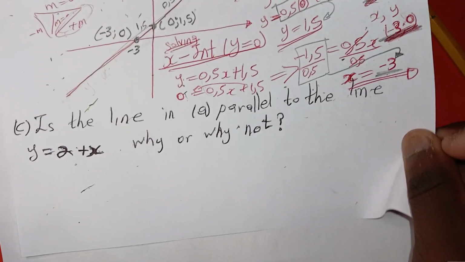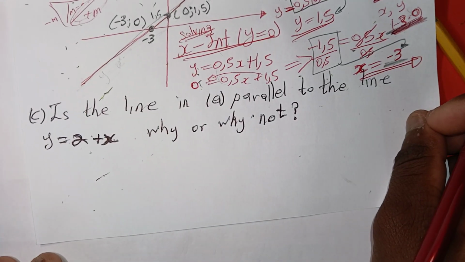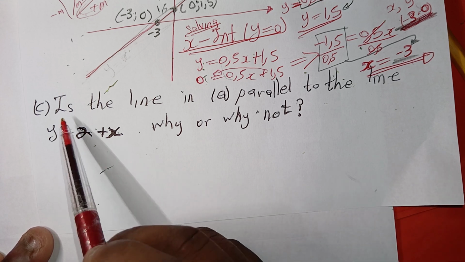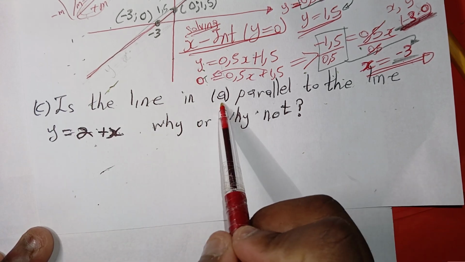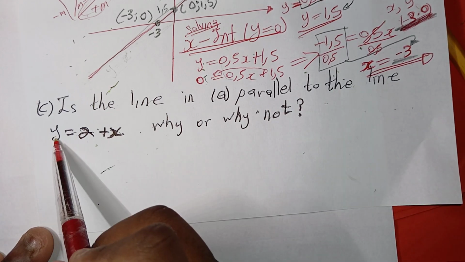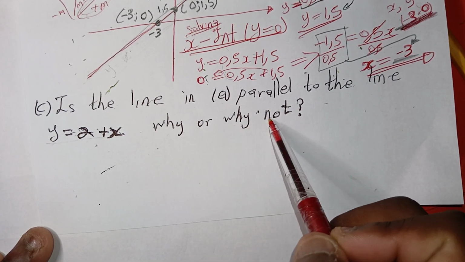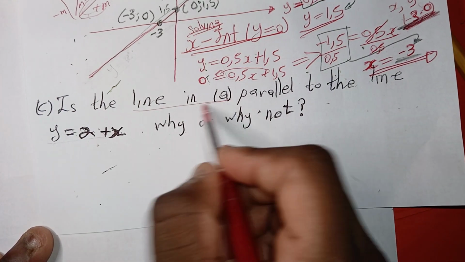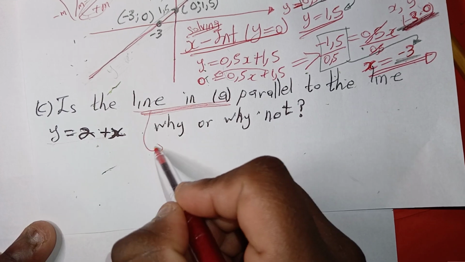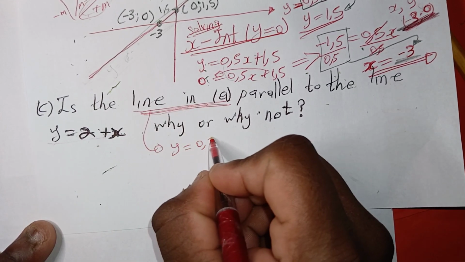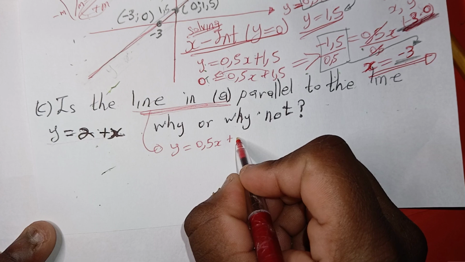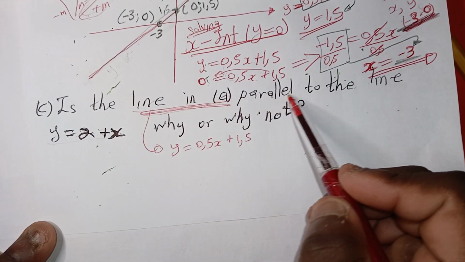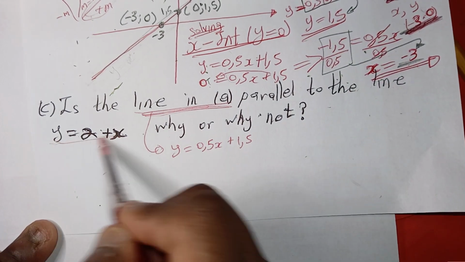So now let me go with this one. With this one, guys, it's straightforward. It needs you to explain. So is the line in A parallel to the line y? So here you have to identify the line in A. The line in A, its equation, was 0,5x plus 1,5. Is the line in A parallel to the line y?